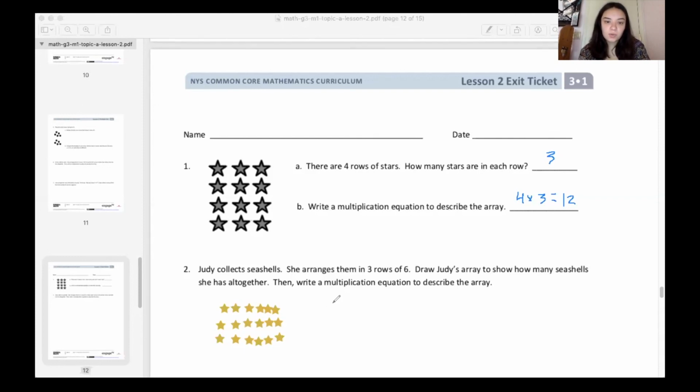So I have 3 rows. There are 6 stars in each row. How many do I have all together? And that should equal 18. So I'm going to count for this one individually just because I haven't really gone over skip counting by 6s yet. So 1, 2, 3, 4, 5, 6, 7, 8, 9, 10, 11, 12, 13, 14, 15, 16, 17, and 18. And that is all for our exit ticket.